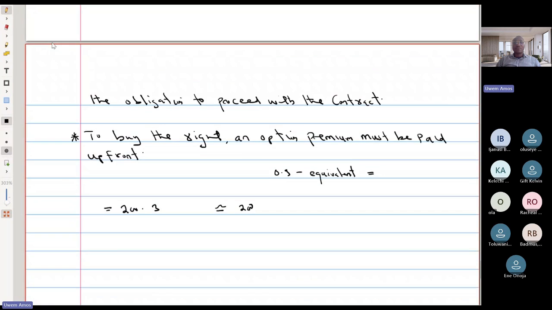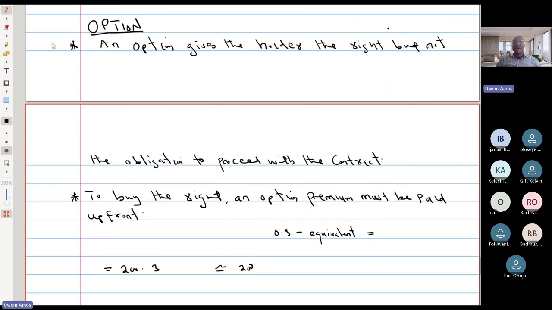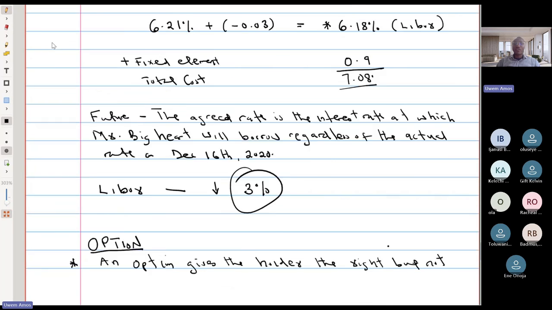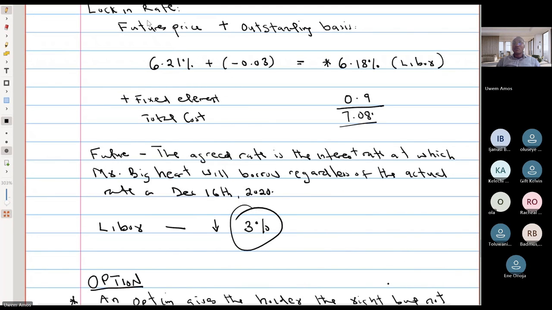So what do I mean by that? So let's assume that Mr. Bighard has entered into an agreement like we discussed in the previous class to fix interest rate at 6.18%, which is the futures rate LIBOR. But when it got to December 16th, the actual interest rate dropped to 5%. Mr. Bighard cannot say, oh, because the interest rate has dropped to 5%, I no longer want to proceed, because they have an agreement for 6.18%. And that's one of the big drawbacks with futures.